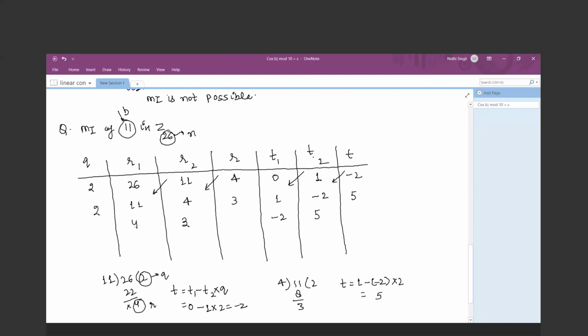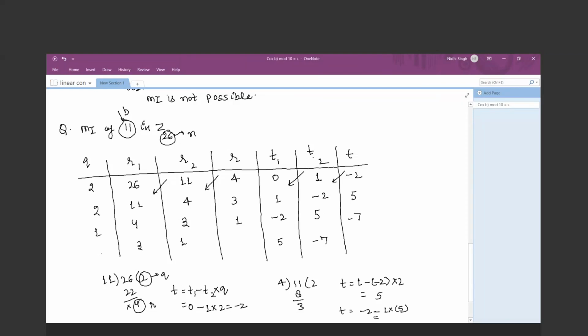Now divide 4 divided by 3. The quotient will be 1 and the remainder is also 1. What will be the value of t? So t will be t1, the value of t1 is -2, minus q into t2, that is -7. Left updation 3, 1, 5 and -7.